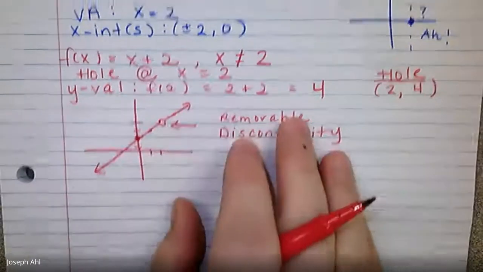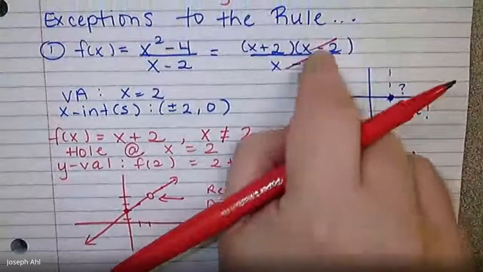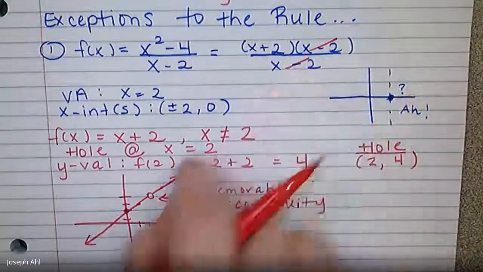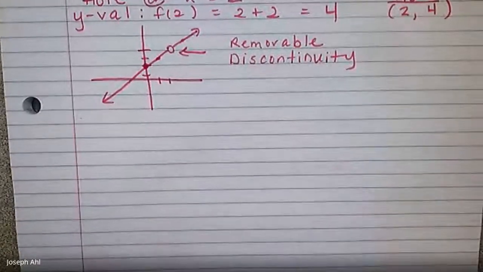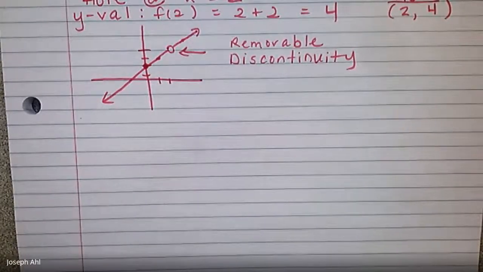And why is it removable? Because we literally removed this factor from the numerator and denominator and created that discontinuous place on the graph. We created that hole there. Okay, so let's try another one.